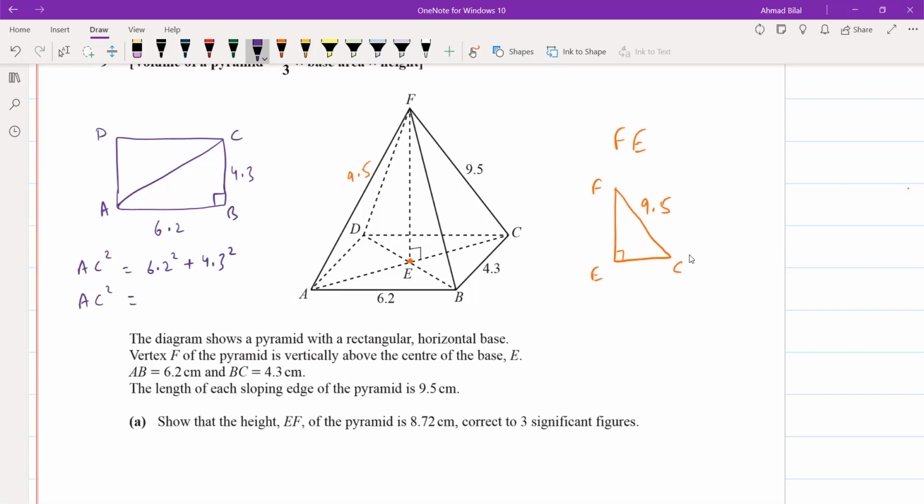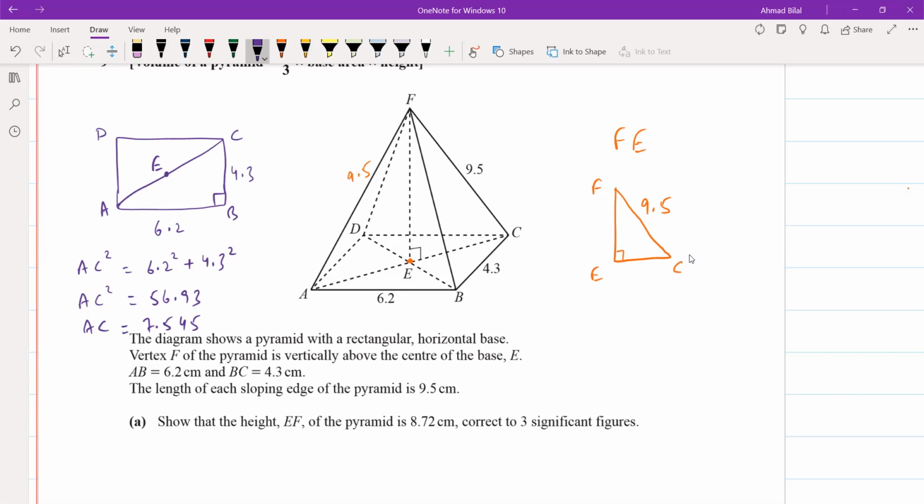So AC square turns out to be 6.2 का square plus 4.3 का square, and that is 56.93. So AC क्या आ जाता है? AC is 7.55. ये आपके पास आ गया AC. Now E is in the middle. So E is the midpoint of AC.